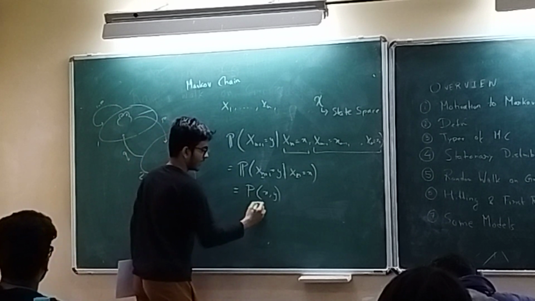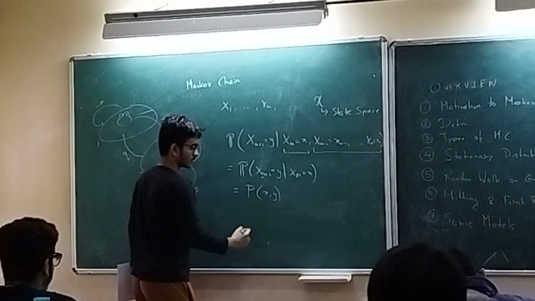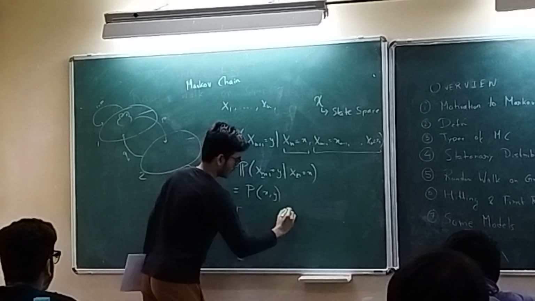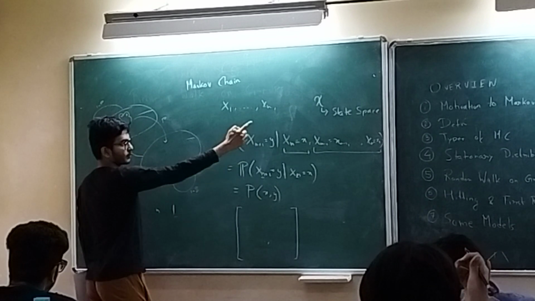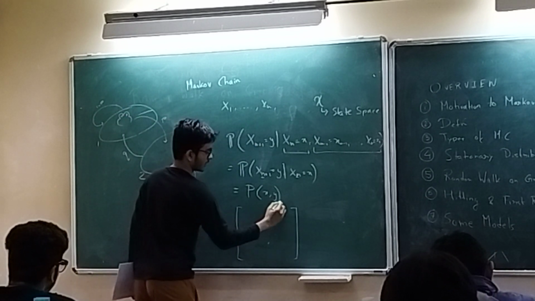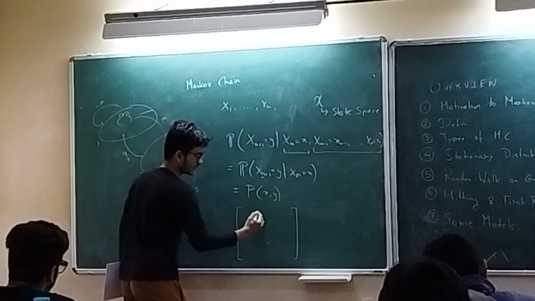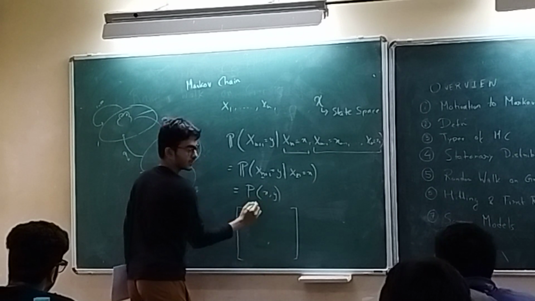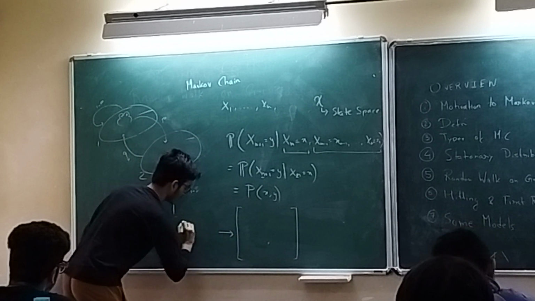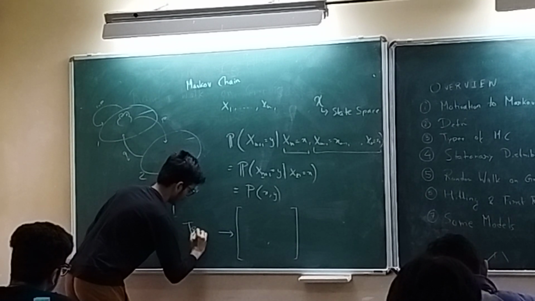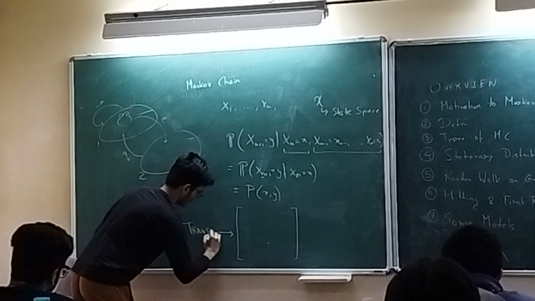Once you write this as p(x, y), now you can write this thing as a matrix. You will list out all the possible values of x and again of y, and now you will write each probability in the corresponding entry. And this matrix is known as the transition matrix.